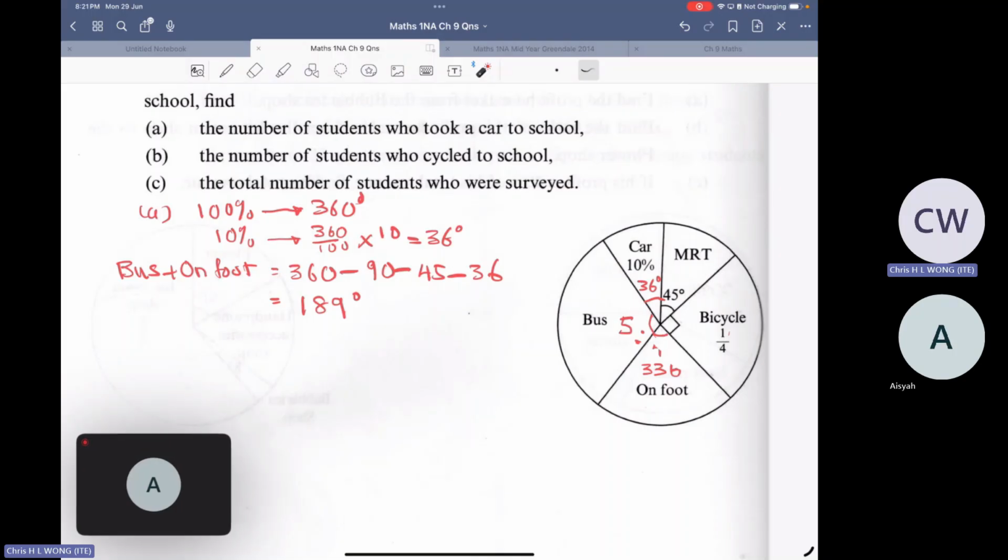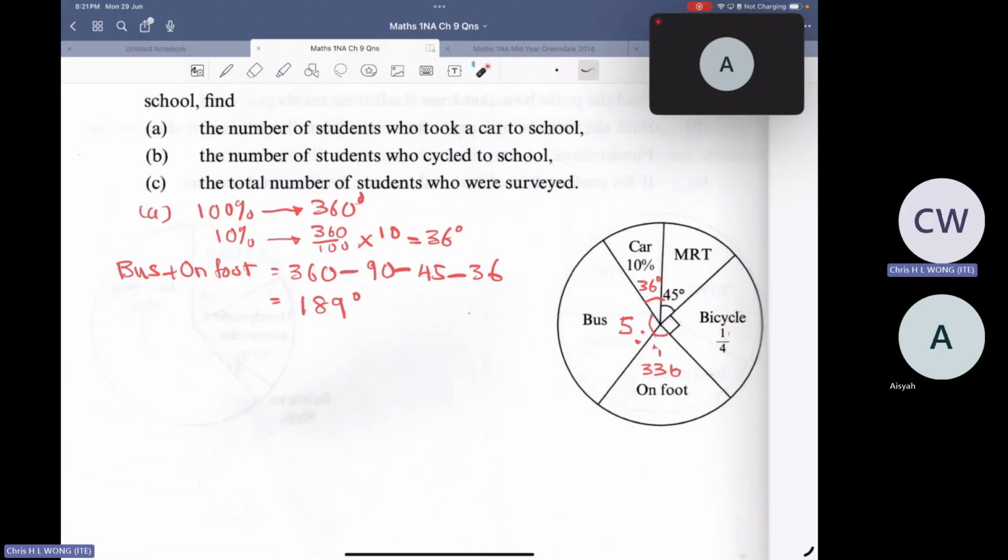9 parts give you 189 degrees. How many parts do you want to find out? You want to find out 4 parts, right? Why do I find 4 parts and I don't want bus? Because they don't want anything about bus. Because I got 336 students. So if I can find the degree here, I can find the relation between the degree and the number of students on foot to the 36 degrees.